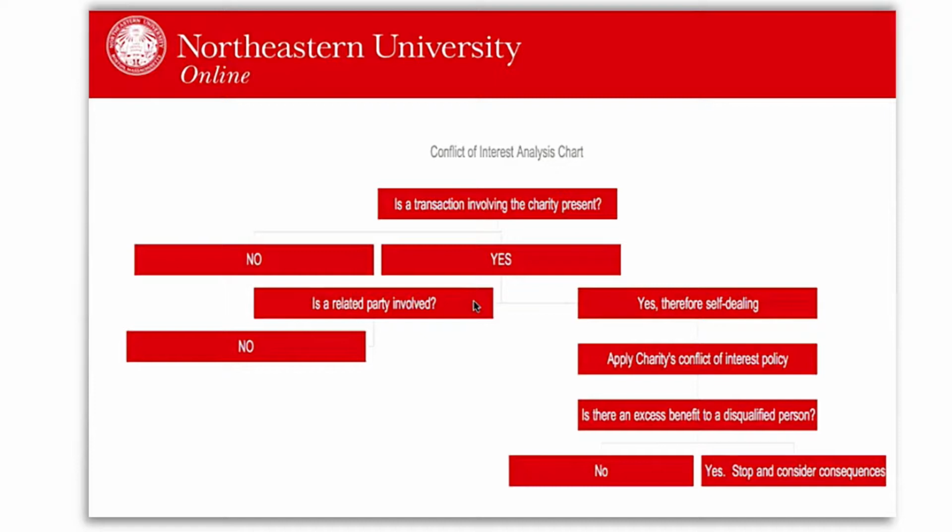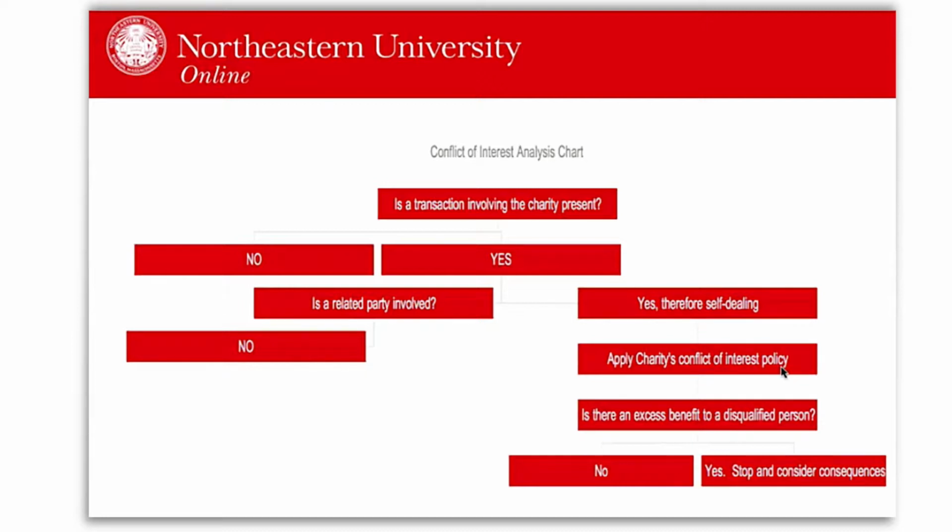Again, if a board member owns a business, and the business is transacting business with the charity, then that business is a related party. And therefore, if that's the case, and this happens all the time, by the way, if those things are present, then there's a potential for self-dealing. This chart doesn't say there's self-dealing, but there's a potential for self-dealing. So when there's a transaction involving a related party, because there's a potential for self-dealing, we have to apply the charity's conflict of interest policy at this point.